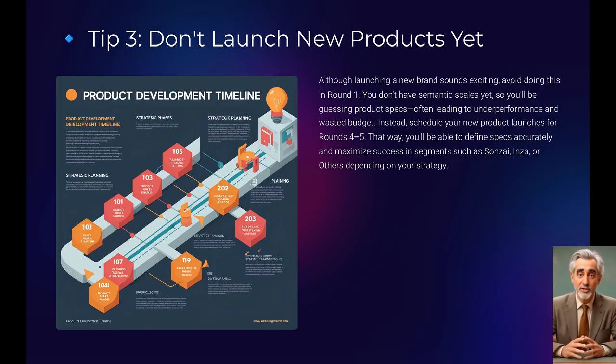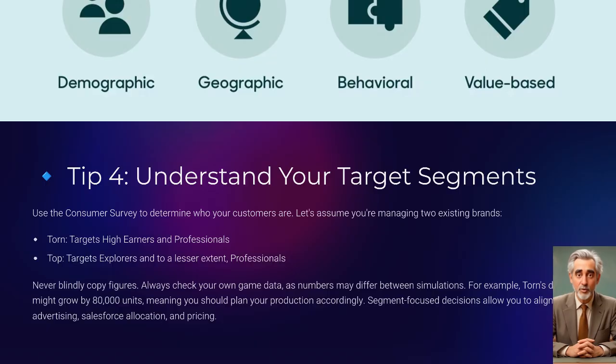Let's assume you're managing 2 existing brands. Torn targets high earners and professionals. Top targets explorers and, to a lesser extent, professionals. Never blindly copy figures. Always check your own game data, as numbers may differ between simulations. For example, Torn's demand might grow by 80,000 units, meaning you should plan your production accordingly. Segment-focused decisions allow you to align advertising, sales force allocation, and pricing.